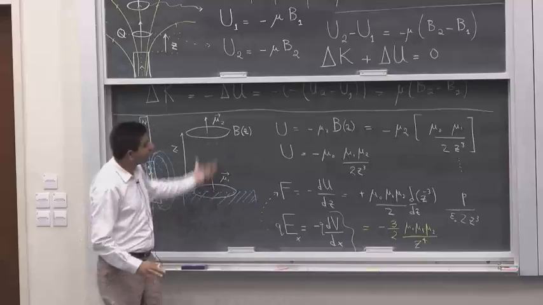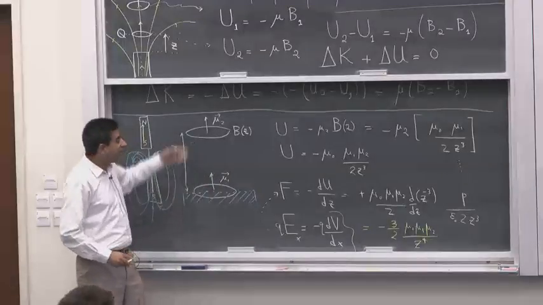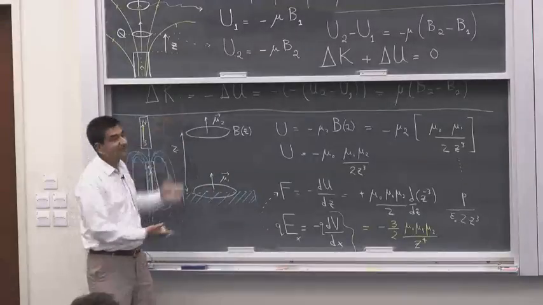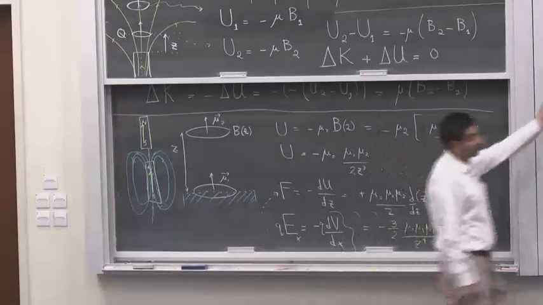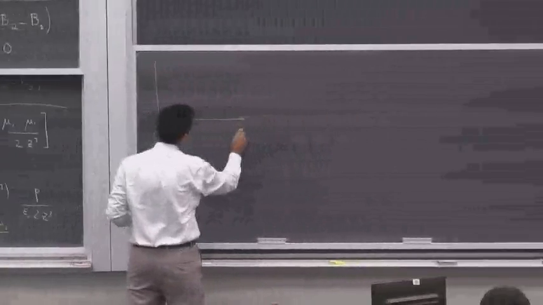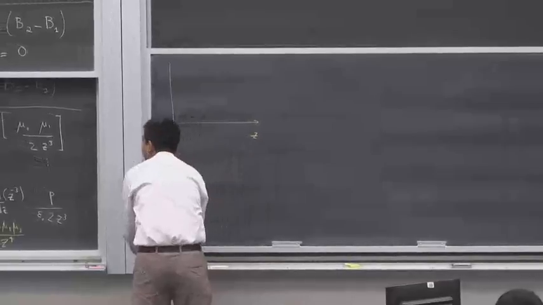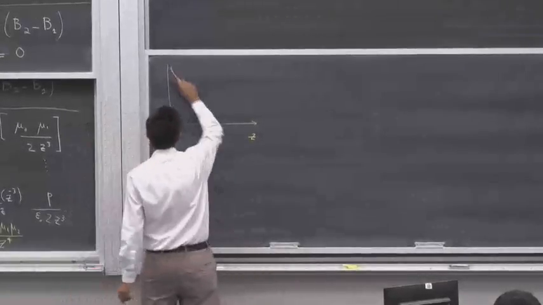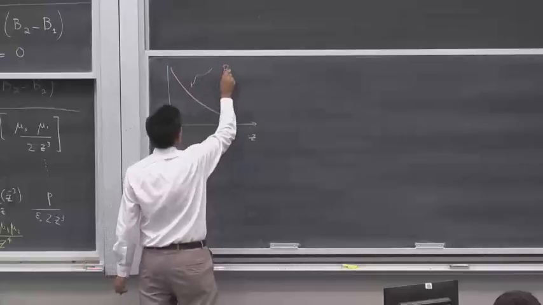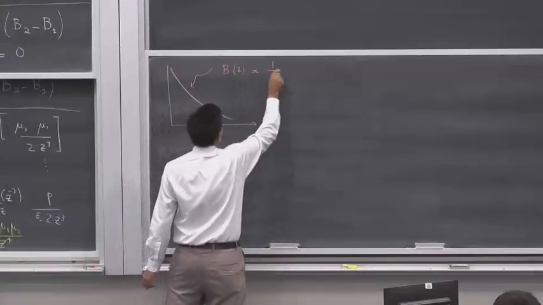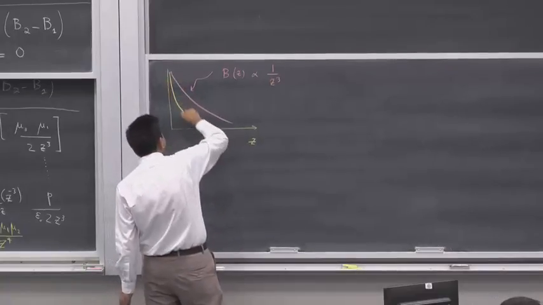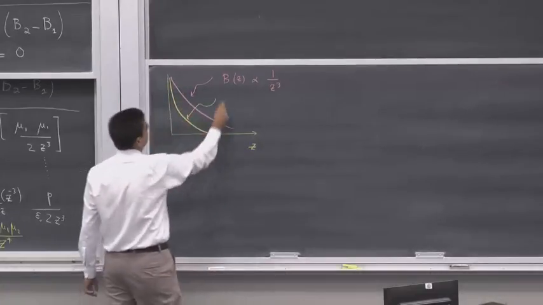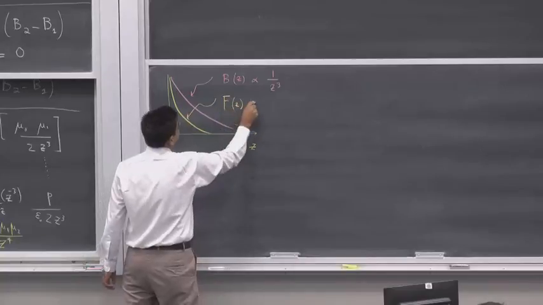Now you have a force between two magnetic dipoles, and that varies as 1 over Z to the 4. So the larger this distance, the force will drop very sharply. If I were to make a plot between Z and the force, that force is really going to drop really fast. So here I have Z. The magnetic field drops as 1 over Z cubed. So this is the variation of the magnetic field. And the variation of the force is going to be even steeper. The force as a function of Z is going to be 1 over Z to the 4.